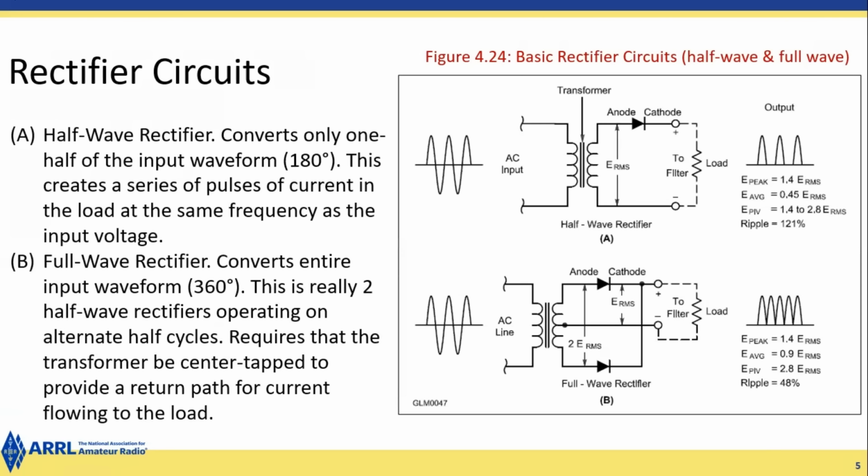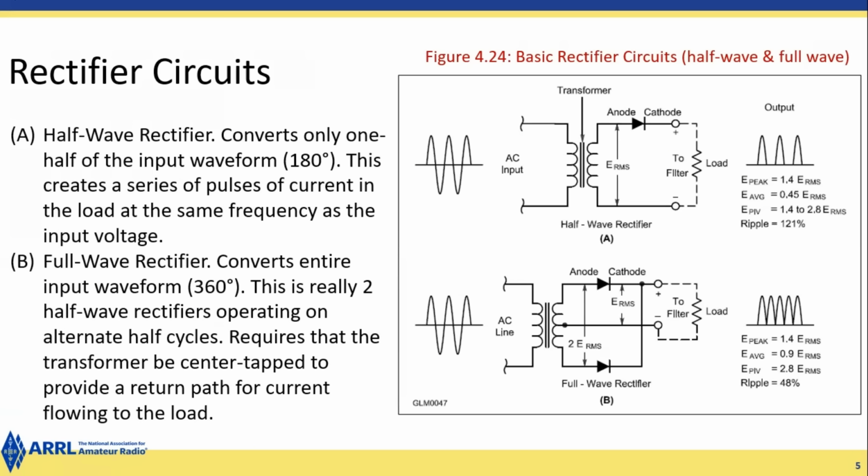There's 2 types of rectifier circuits here. A half-wave rectifier converts only 1/2 of the input waveform. This creates a series of pulses of current in the load of the same frequency as the input voltage. A full-wave rectifier converts the entire input waveform, 360 degrees. This is really 2 half-wave rectifiers operating on the alternate half cycles. It requires that the transformer be center tapped to provide a return path for current flowing through the load.